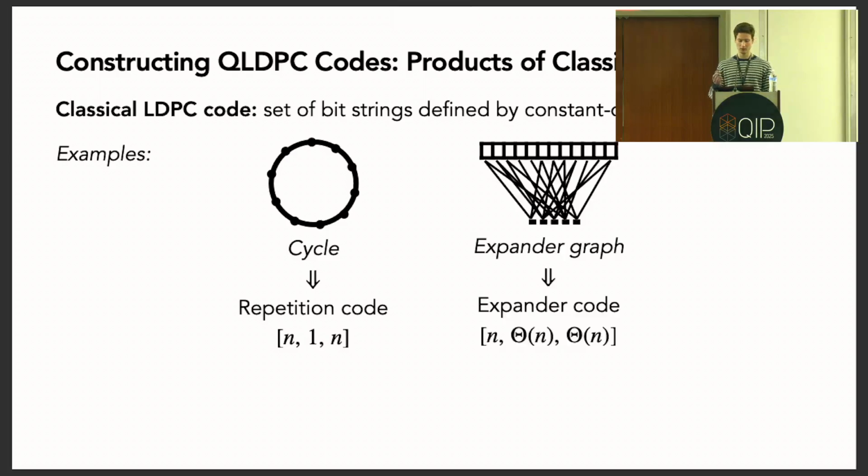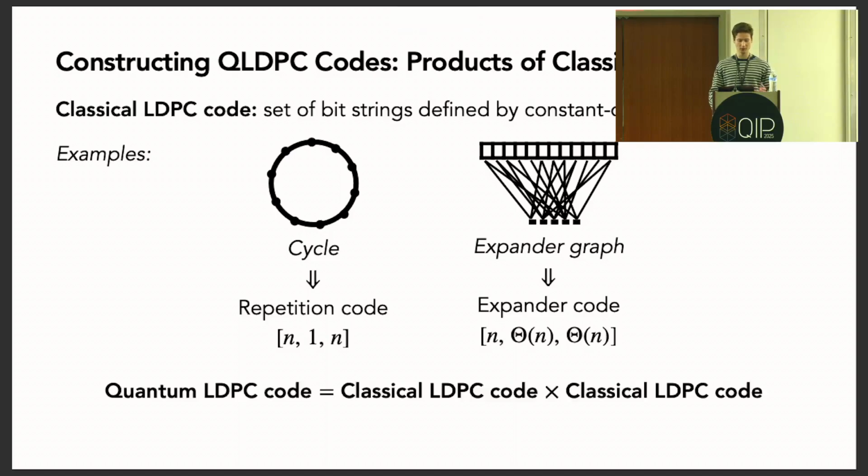And on the other hand, we can also take an expander graph, which unlike the cycle is this kind of highly connected graph. It's still constant degree, but has edges going almost like a random configuration between all the different vertices. And if we take an expander graph and map it to a code, we get something that in this talk we'll call an expander code. And it actually has asymptotically good parameters in the classical regime. So it encodes a linear number of logical bits with linear distance, or it's able to correct a linear number of errors.